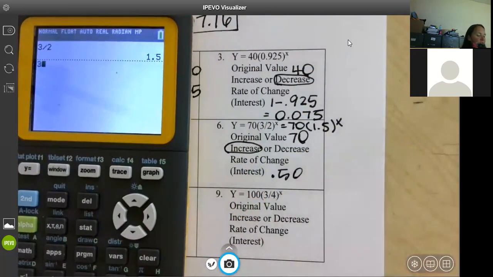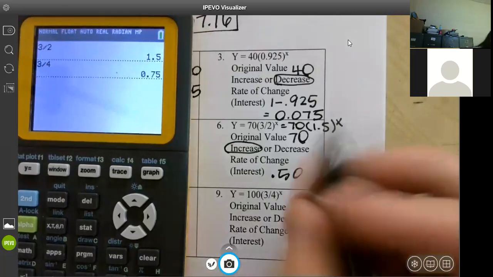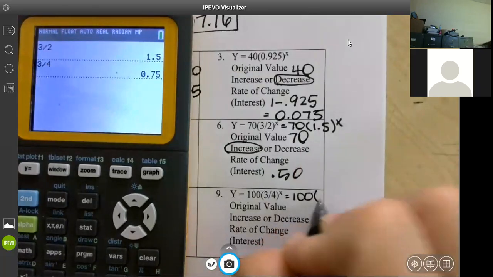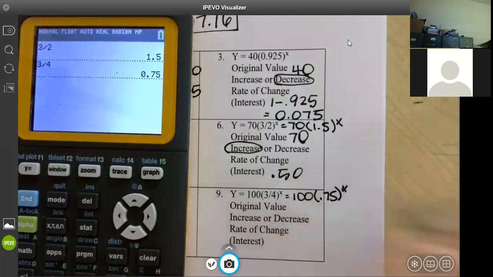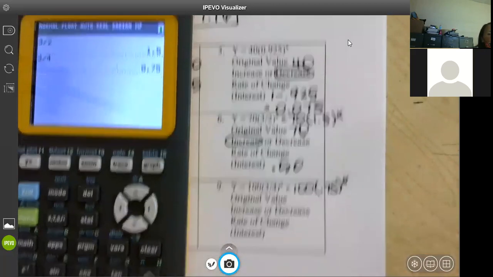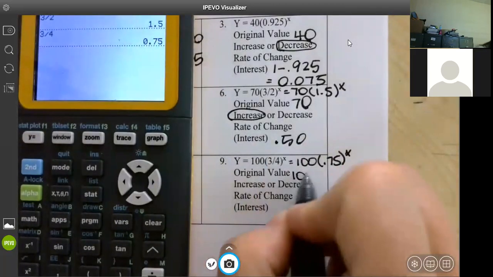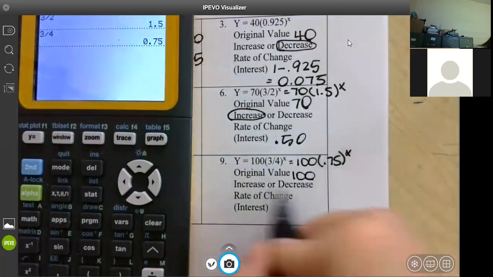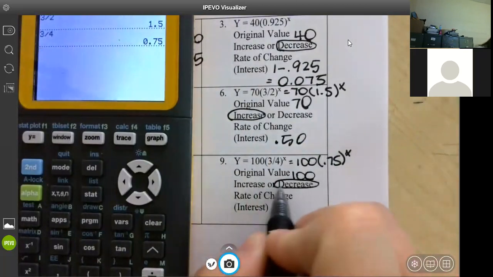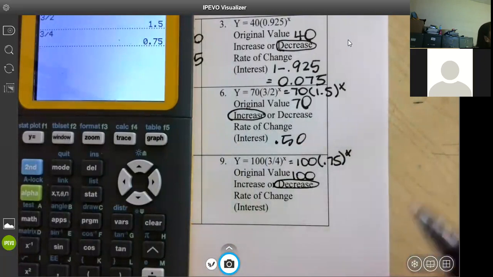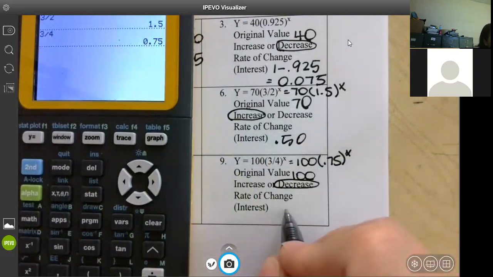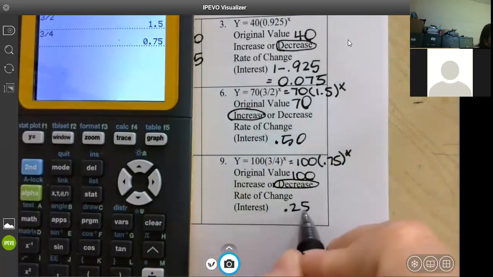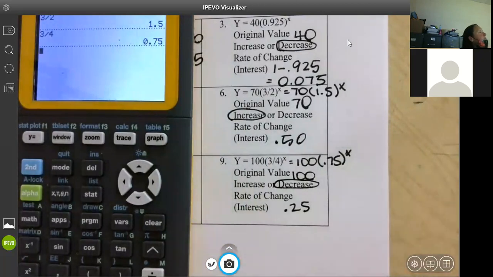The bottom one has 3/4. 3/4 is 0.75. What's your original value? Is this an increase or a decrease? What's your rate of change? How far is it from 1? 0.25. Any questions?